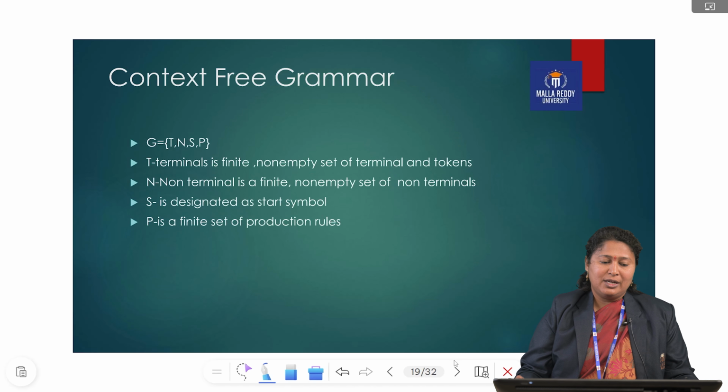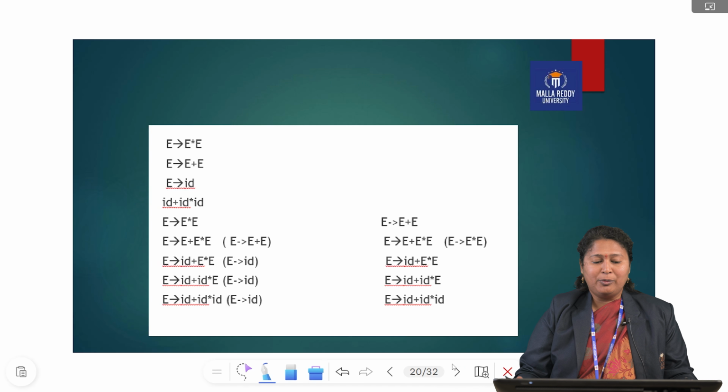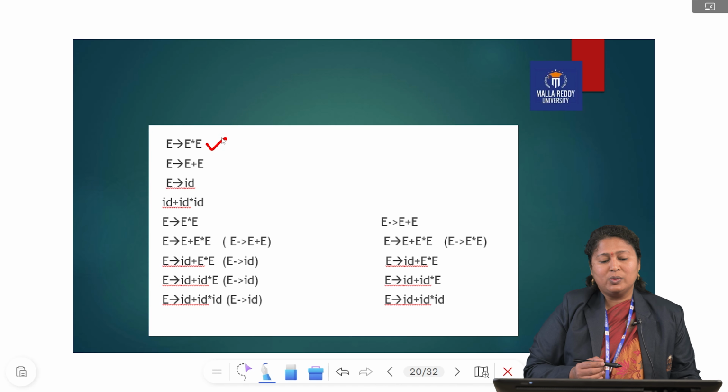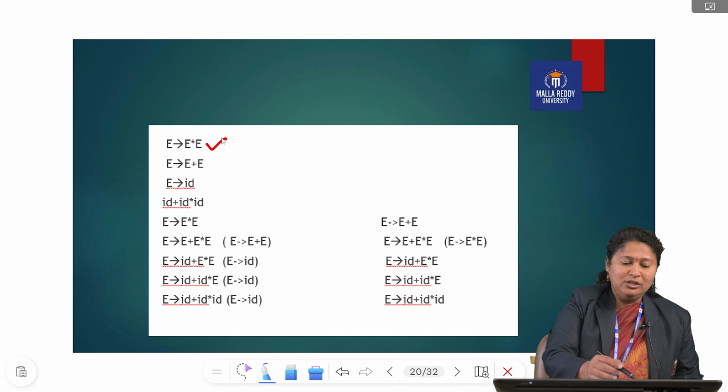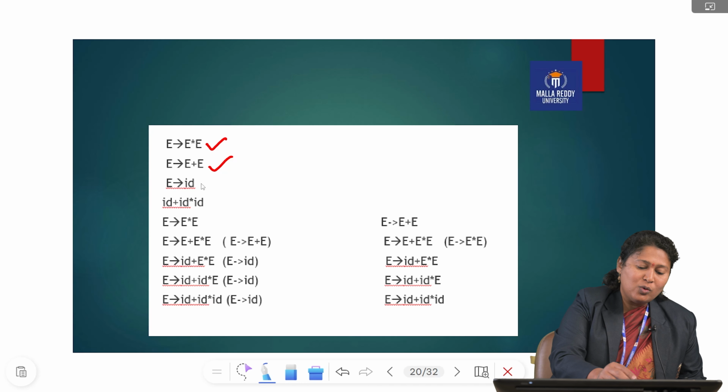So this is the representation of the grammar. G is equal to (T, N, S, P), where T is terminals, N is non-terminals, S is the start symbol, and P is the production rules. So here these are the productions. What are the productions given? E tends to E cross E is a production. E tends to E plus E is a production. E tends to ID is a production. This complete thing is the grammar.